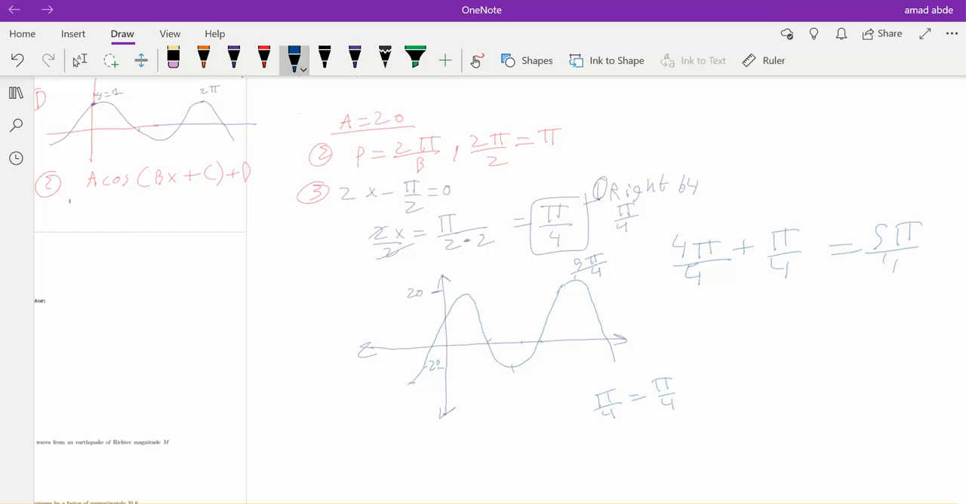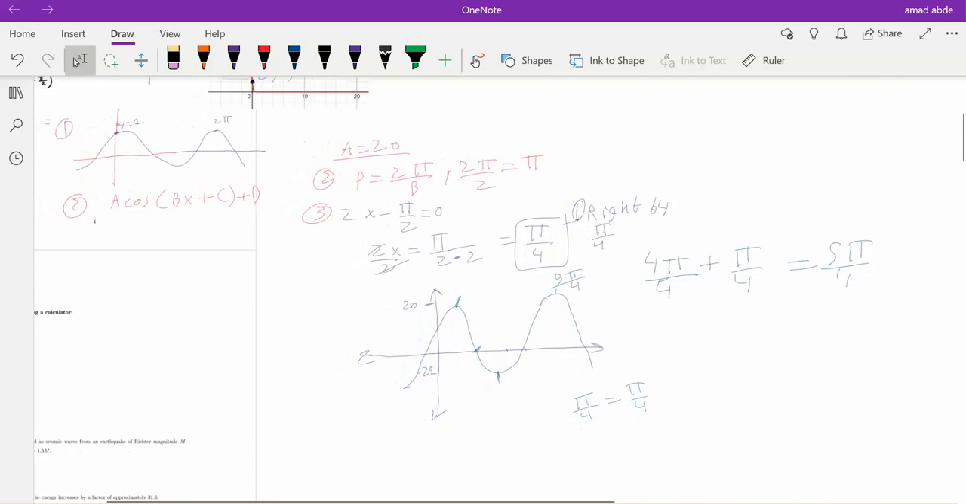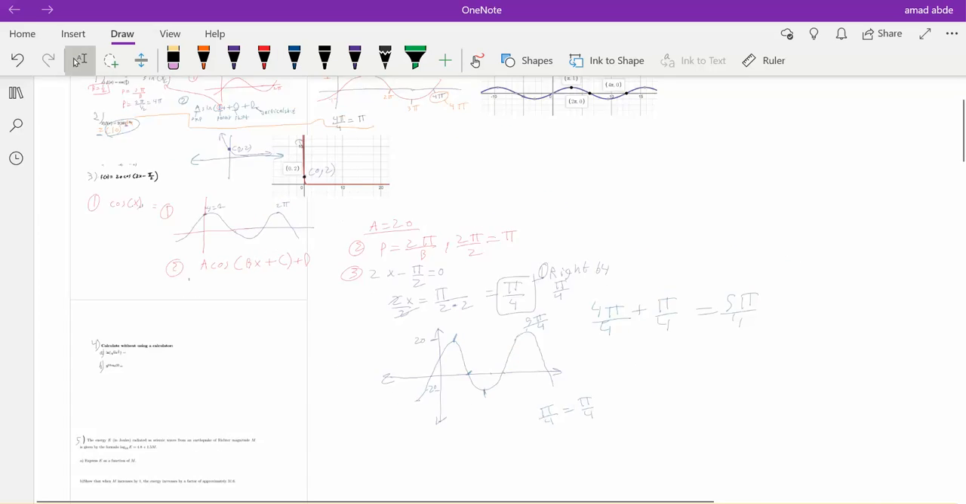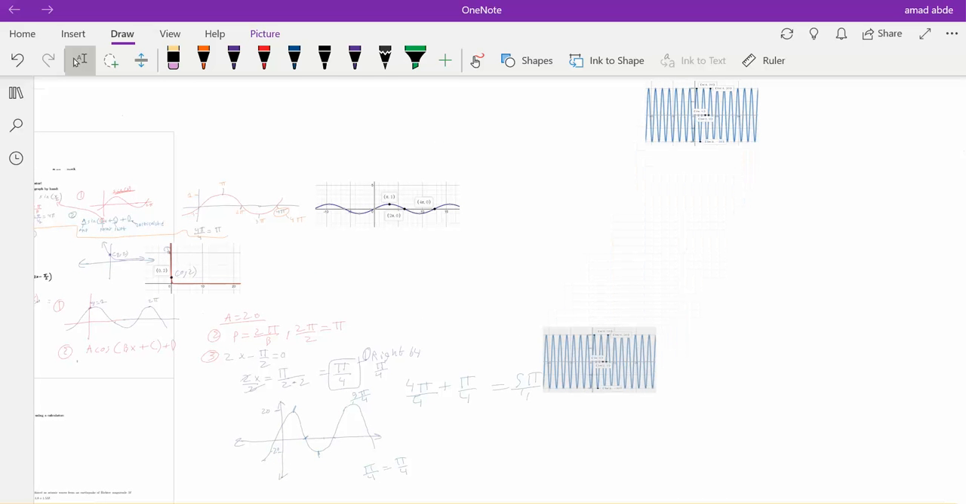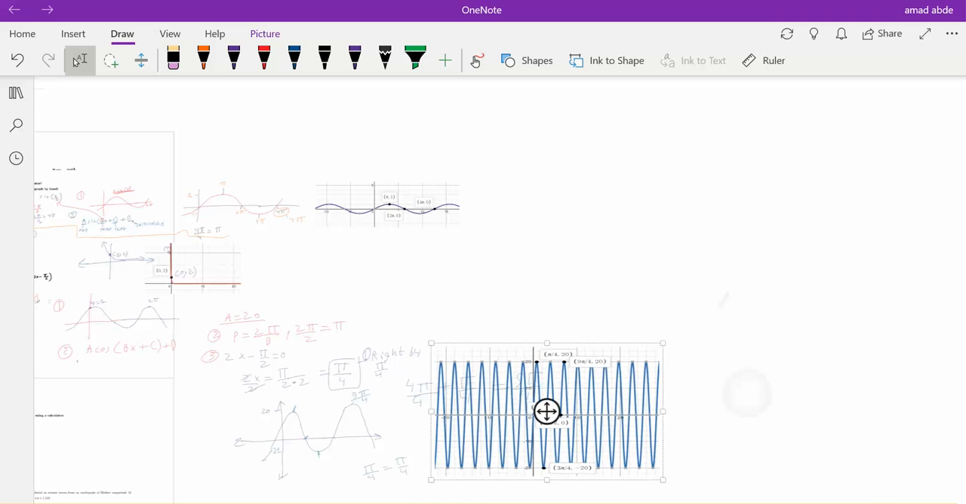I'll just show you the graph to make it a bit easier. Here's the graph. By looking at this, we see that the period is pi and the amplitude is 20, and that's mainly it. Now we move into the next question.